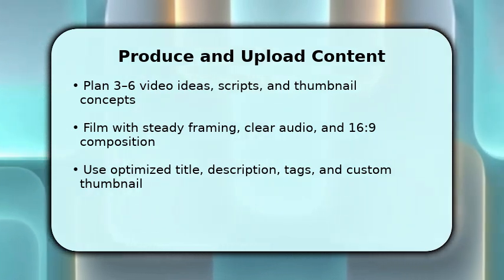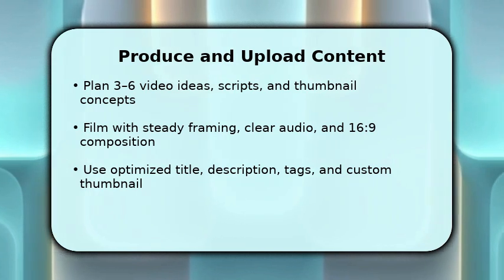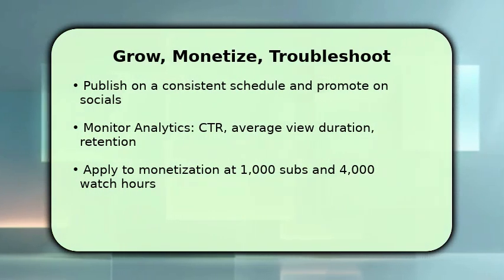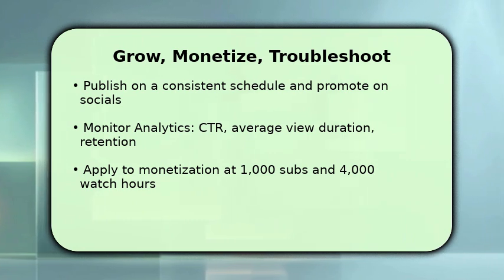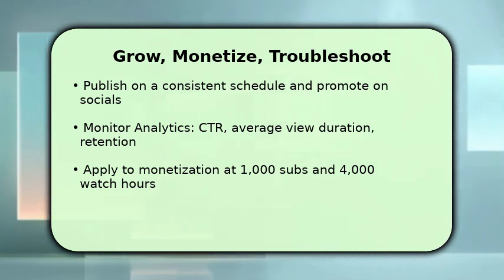You finish by growing and refining. Publish consistently and promote each video across social channels. Consistency trains the algorithm and your audience. Check analytics weekly. Click-through rate and average view duration tell you what to tweak. Then iterate thumbnails, hooks, and video length accordingly. Once you hit 1,000 subscribers and 4,000 watch hours, apply for monetization.